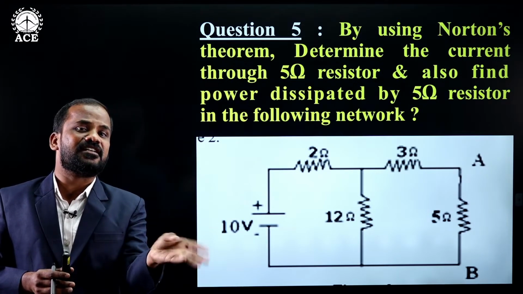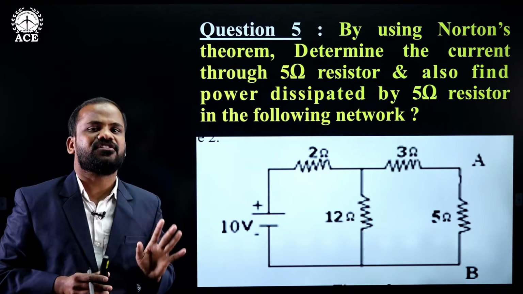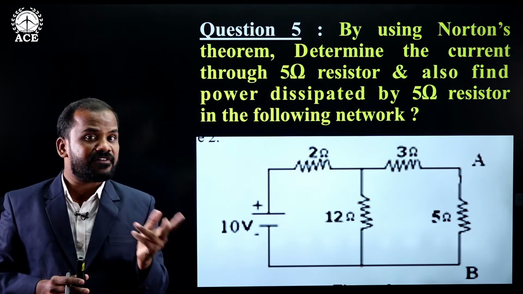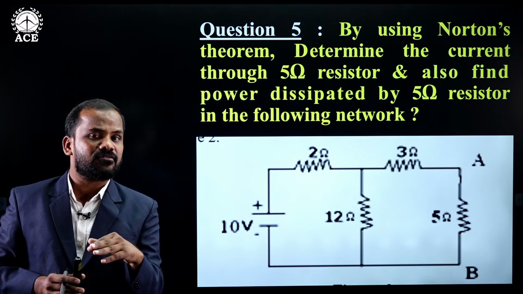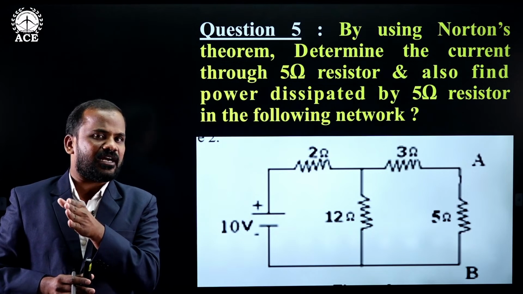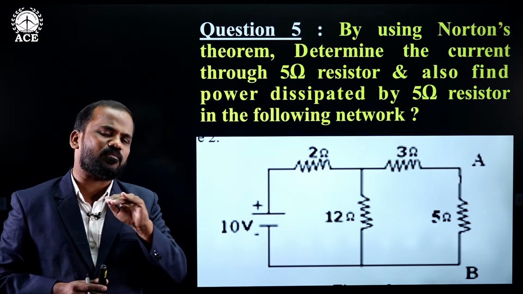One current source connected in parallel with the resistance. Okay, what is the main difference between these two? The equivalent circuit of Thevenin's theorem is different, and the equivalent circuit of Norton's theorem is different. But up to the calculation of Norton resistance and Thevenin resistance, the procedure is the same.